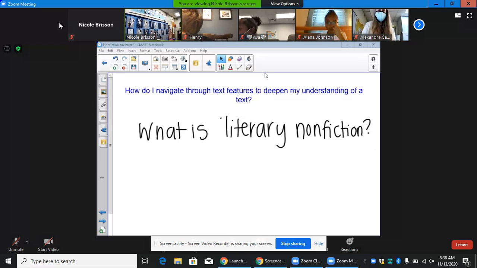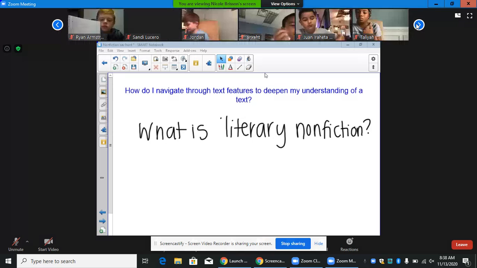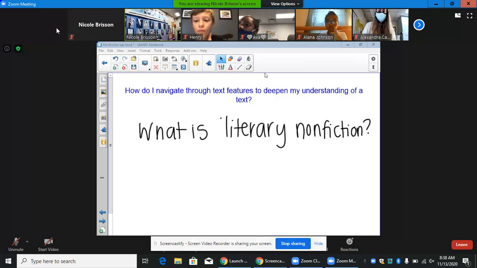Can you put a thumb up if you agree, or put something similar down as Aiden did? My friends at home, I want to see a thumb up if you agree with Aiden. So it's a blend of both fiction and nonfiction, tells a story but gives you true facts.